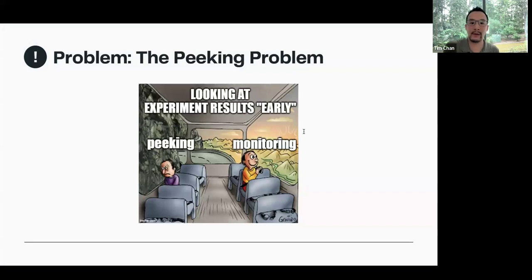Next up is called the peeking problem. The standard hypothesis test that we've all learned in school is based on stats that generate a 5% false positive rate on a single observation. This is done typically at the end of the experiment when you've hit full power.